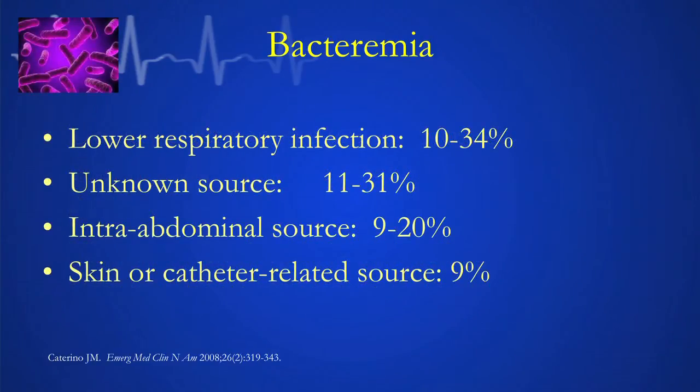Lower respiratory infection is 10 to 34% of the cause. Sometimes it's just unknown, in 11 to 31%. An intra-abdominal source is 9 to 20%. And a skin or catheter-related source is 9%. I think that one's important because a lot of times we think that cellulitis is lower on the list compared to UTI and pneumonia. But you just want to keep in mind that cellulitis can cause bacteremia and make patients overwhelmingly sick also.